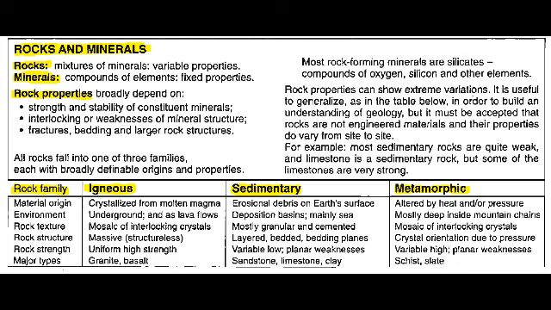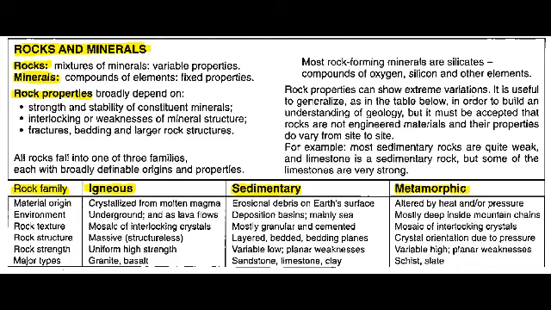Second, environment. In what kind of environment are igneous rocks formed? Underground and as lava flows. Sedimentary rock environments: deposition basins, mainly sea. Metamorphic: the environment of metamorphic rocks is mostly deep inside mountain chains.